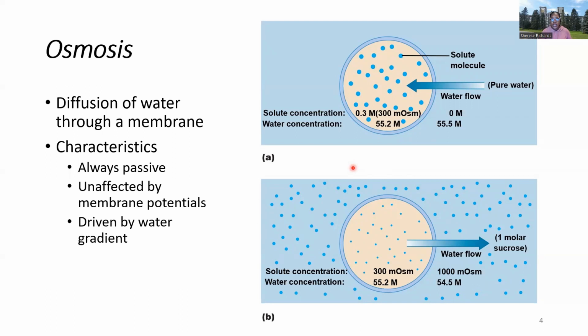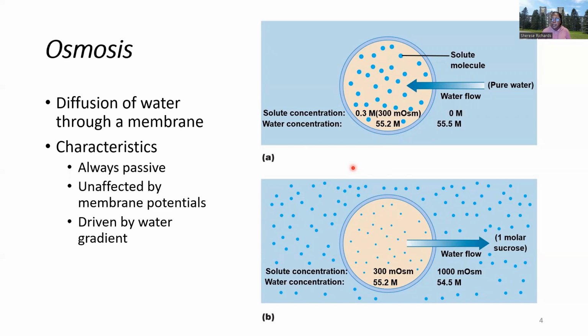Now, as we speak about the movement of water, this has a unique term. This is called osmosis. And so it's basically the movement of water through a membrane that allows for that. And it's always going to be passive. So it's always going to be down the concentration gradient. It's going to be unaffected by things like the charge, the polarity of the cell. So it's not going to obey or be impacted by the membrane potential at all.